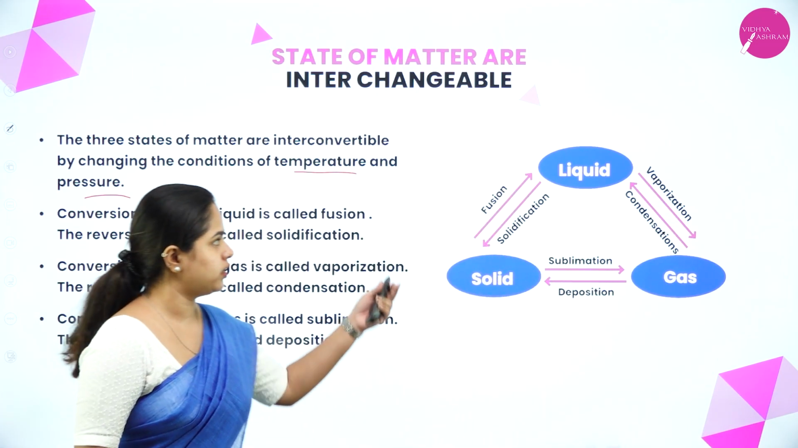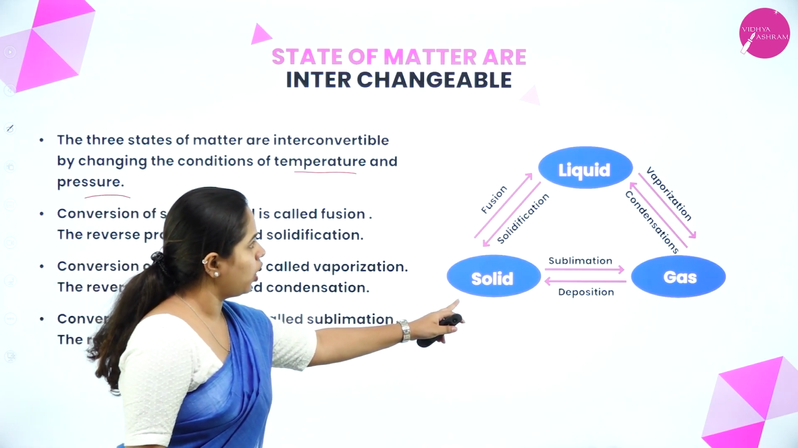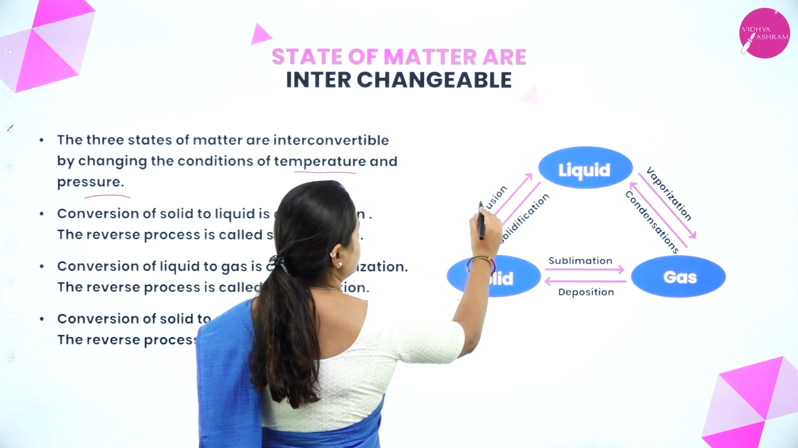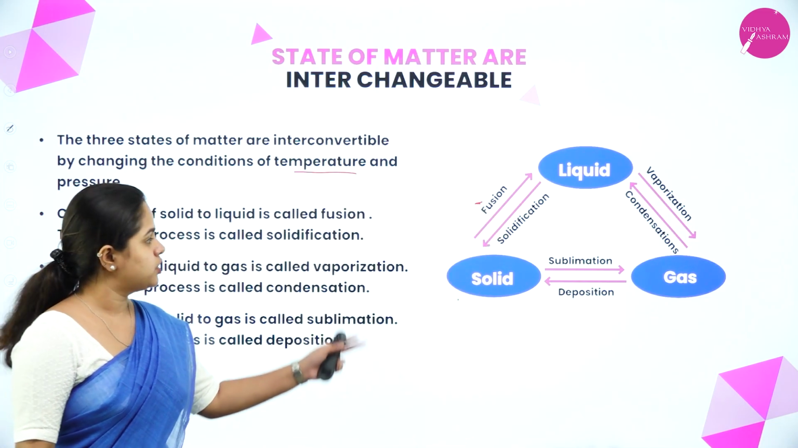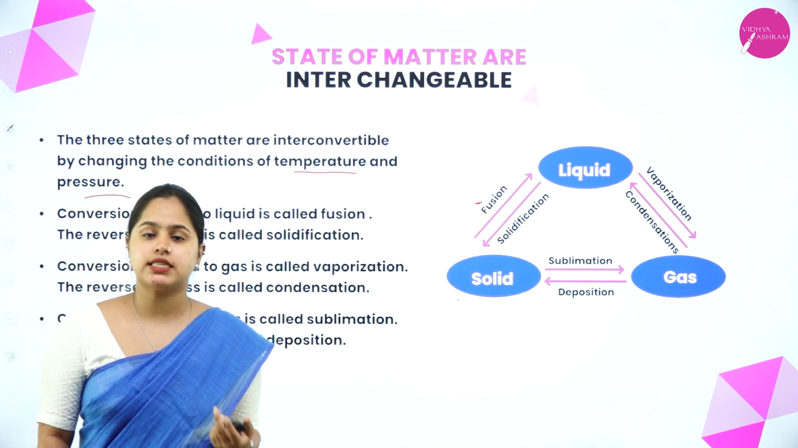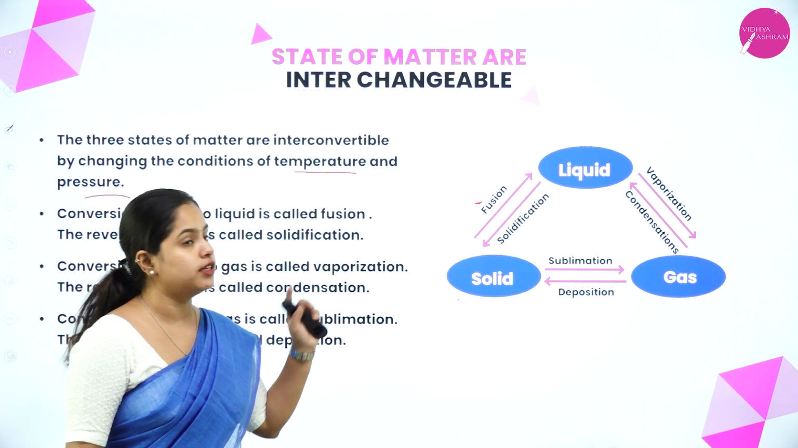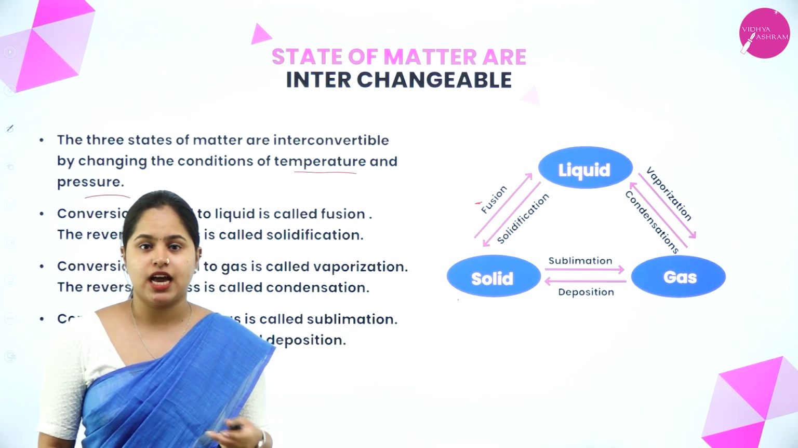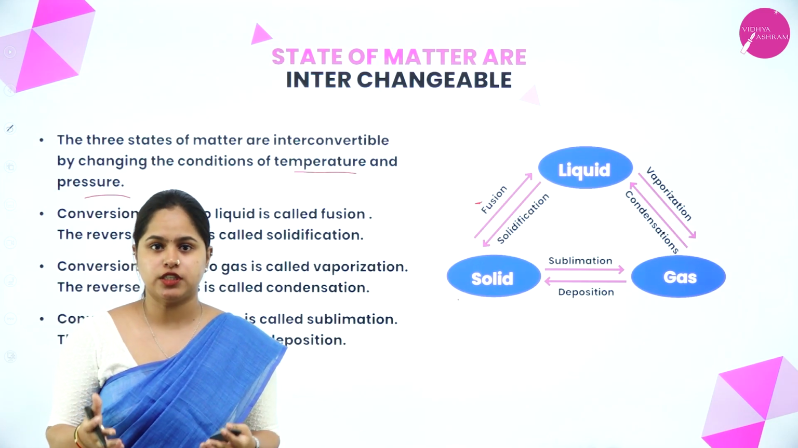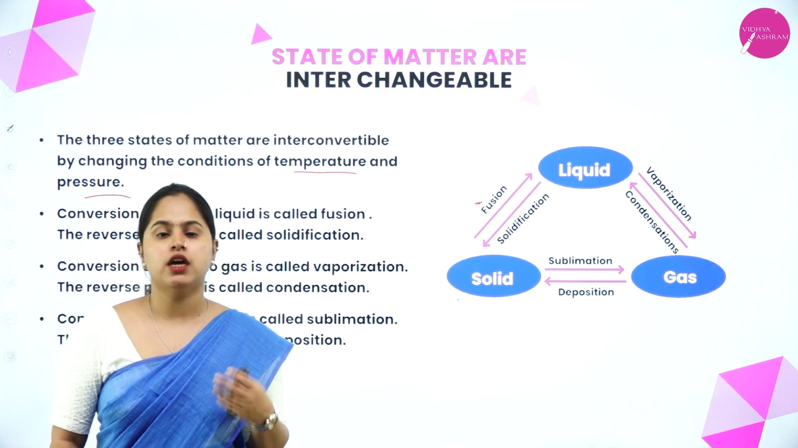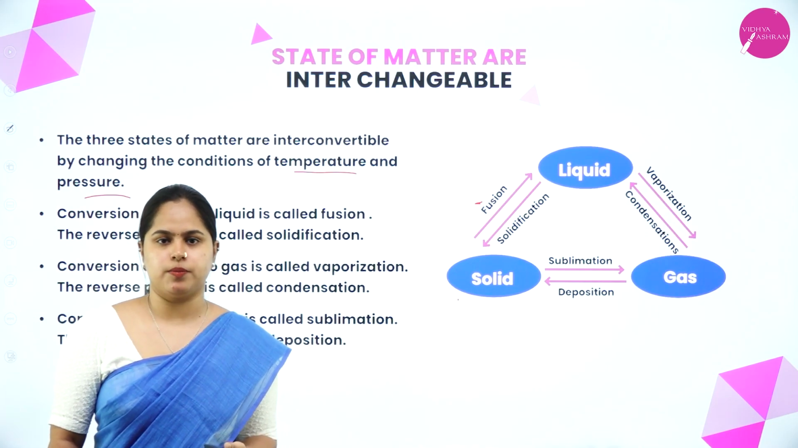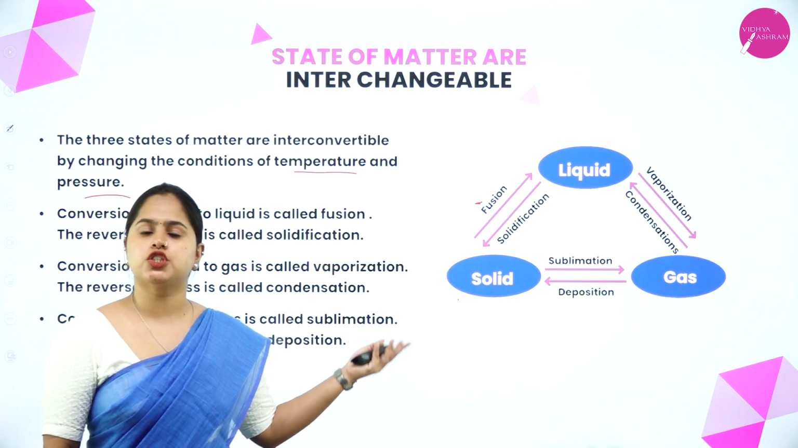So let's begin with the diagram. Solids can be converted to liquids by the process which is called fusion. Can you take an example from your day-to-day life? Solid is getting converted to liquid. Yes, ice. Ice melts and it gets converted to water, right? If you take ice from the fridge and keep it at room temperature, what happens? Your ice will start melting and finally you will get liquid, that means water. So that is the process, conversion of solid to liquid.